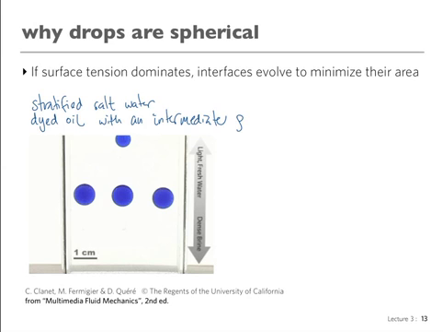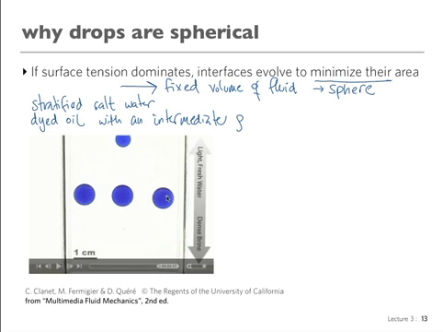And you can see that in this situation we obtain perfectly spherical drops. And the reason is that in an enclosed volume of fluid, for a fixed volume of fluid, the minimal area is a sphere. Do you understand the experiment that I've described here? Yes? Good.